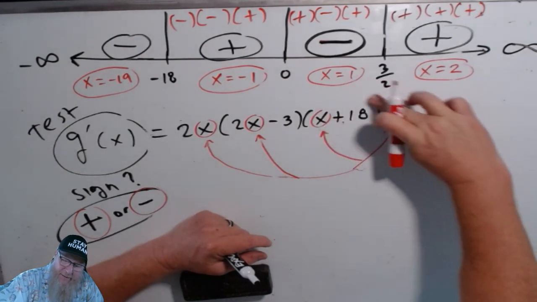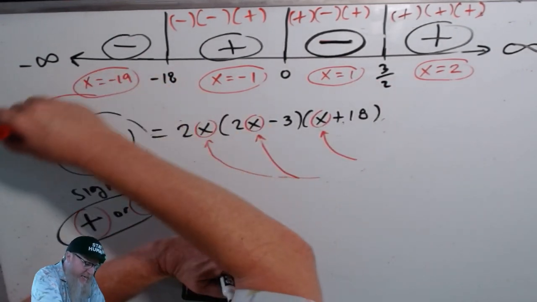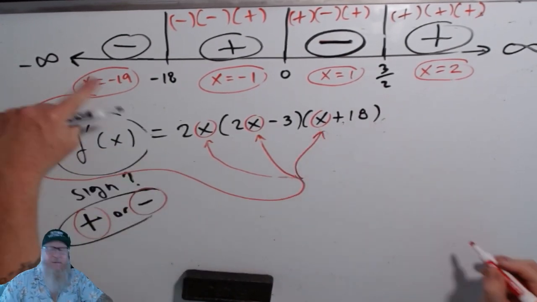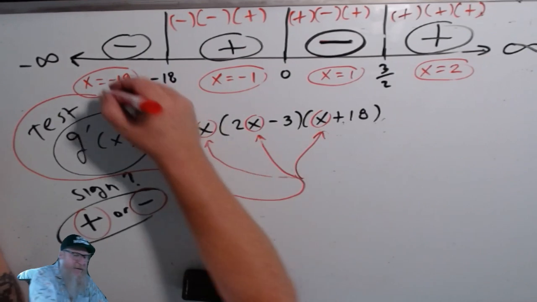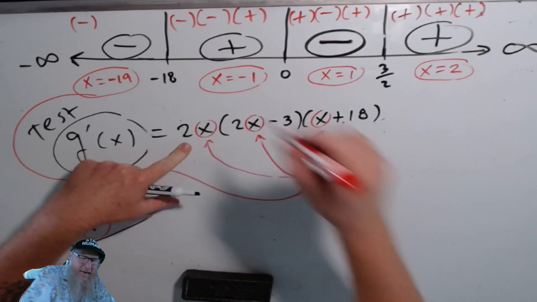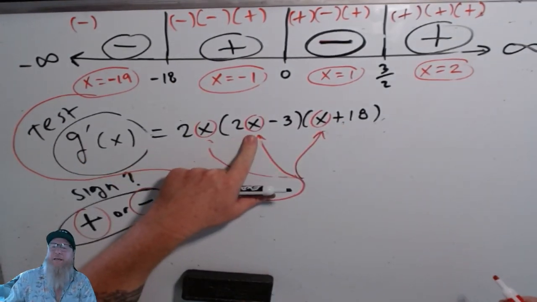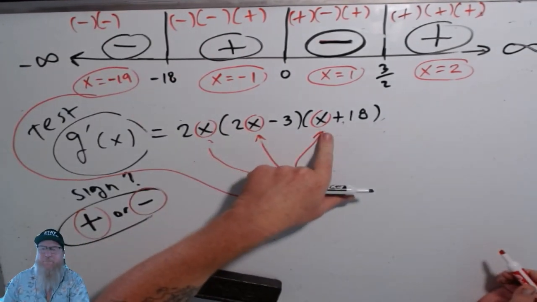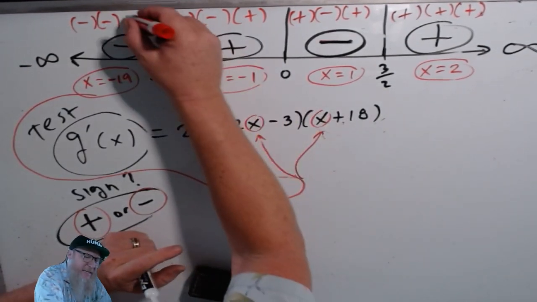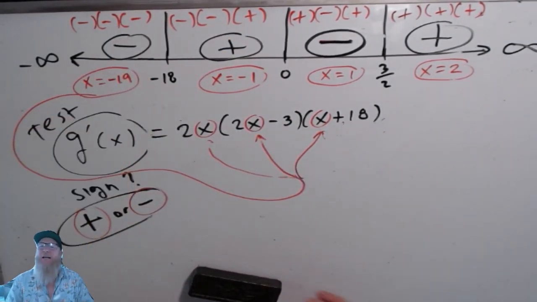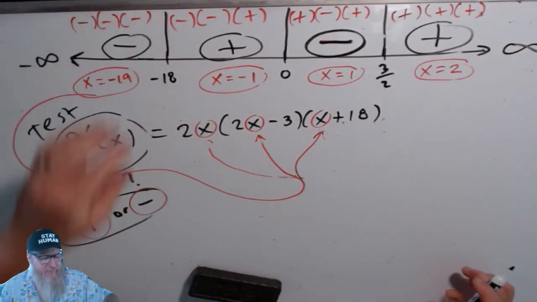And then finally, let's plug in negative 19. That's important. 2 times negative 19 is going to be negative. 2 times negative 19 minus 3 is negative. And then negative 19 plus 18 is negative. Negative times a negative times a negative is still negative. So that is the first derivative test.